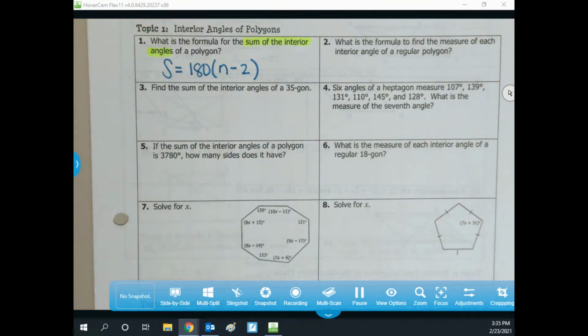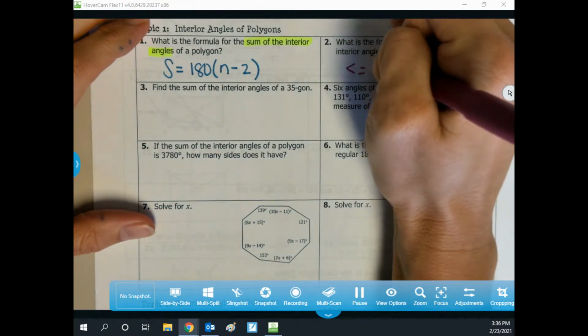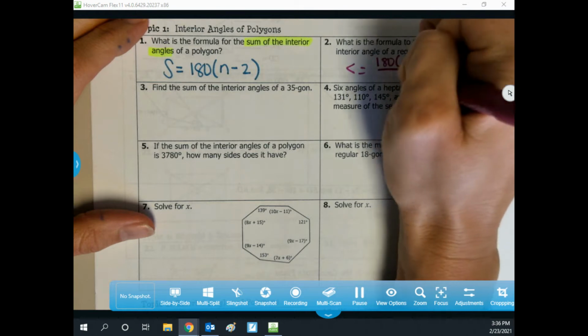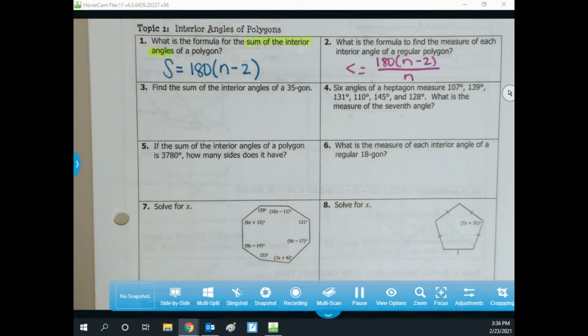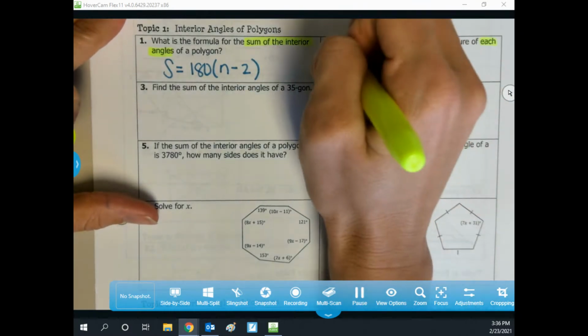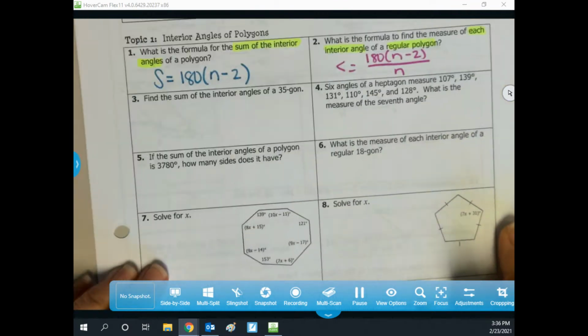Number 2 says, what is the formula to find the measure of each interior angle? Go ahead and choose that formula now. All right, so hopefully you chose that each interior angle is equal to 180 times n minus 2 divided by n. And that is how much each interior angle of a regular polygon will measure. That word each is the word that gives away that formula.